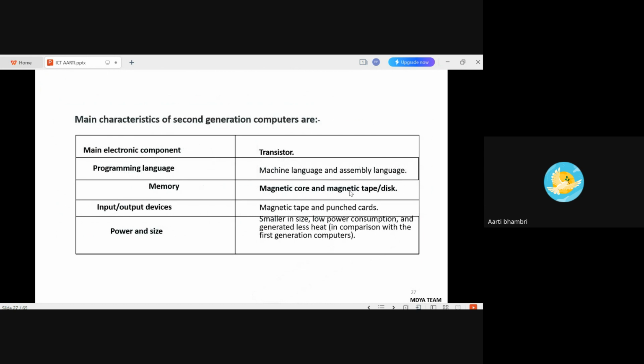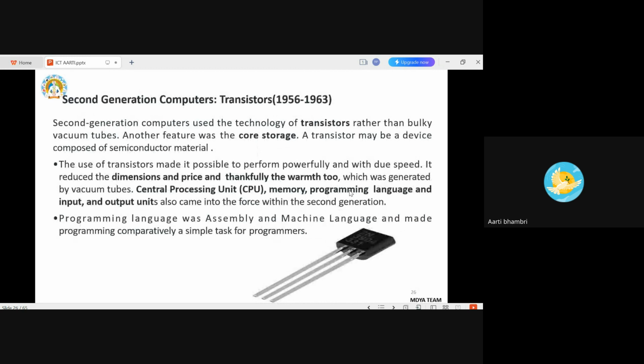These are the main characteristics of the second generation computers. Ma'am, yes, will you please show me the last slide? I have a question from that. Yeah, here it is saying in the second paragraph, the use of transistor made it possible to perform powerfully and with due speed. What is the meaning of due speed here?